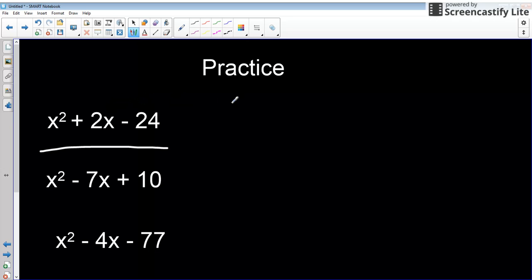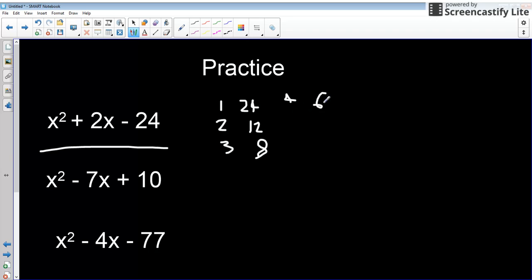And let's think about this. I'll just list some factors. 1 and 24, they don't have a difference of 2. 2 and 12, they definitely don't. 3 and 8, we're getting closer. That's 5 apart. What about 4 and 6? There you go, bingo, 4 and 6.